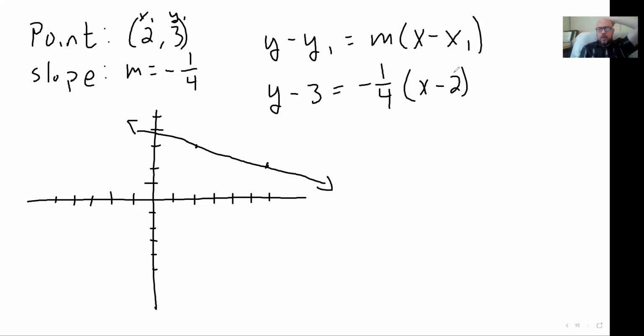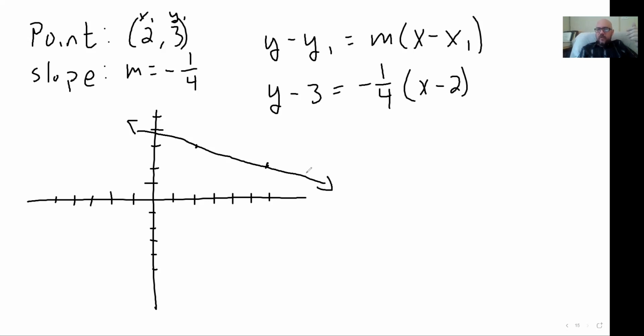And there we go. So notice, I didn't have to put this into slope-intercept form in order to graph it. In fact, just from looking at the picture, I actually don't know what the y-intercept is. The way I've drawn it, it kind of looks like 4, but I bet it's not with this fraction. I bet it's some fraction.